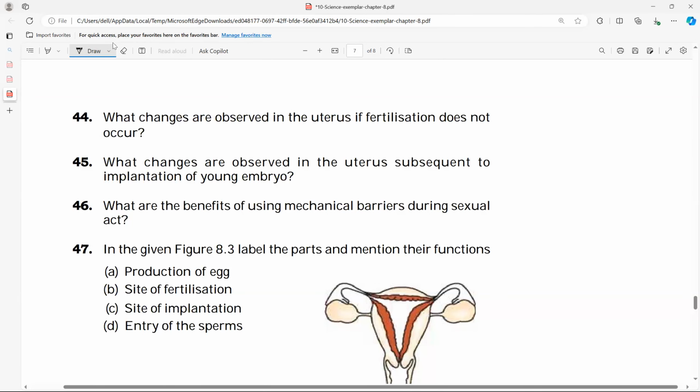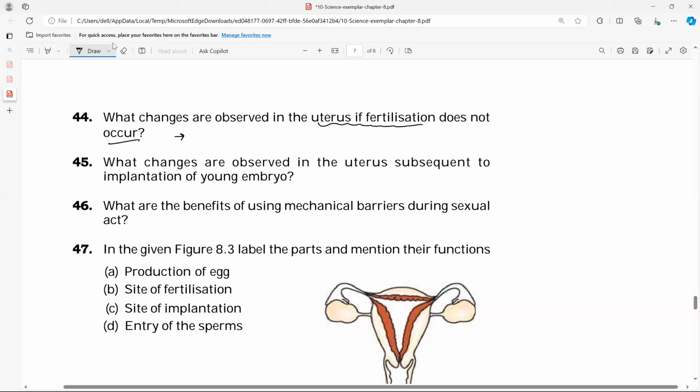Next, what changes are observed in the uterus if fertilization does not occur? The uterine wall breaks and is released out as blood, and this causes menstruation in females. So you can write that the uterus, which was preparing for the implantation, prepared a wall, and if no fertilization occurs, then this wall gets ruptured and comes out as cell debris and cell waste. Understood?